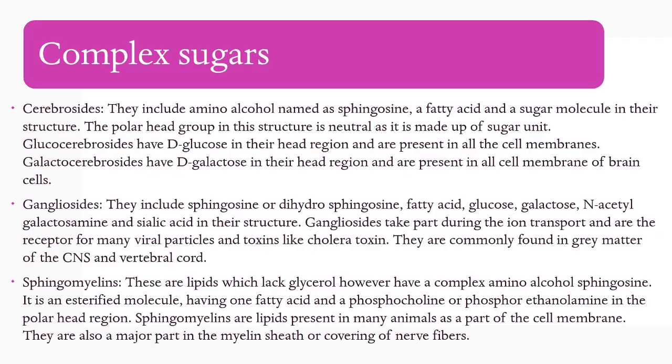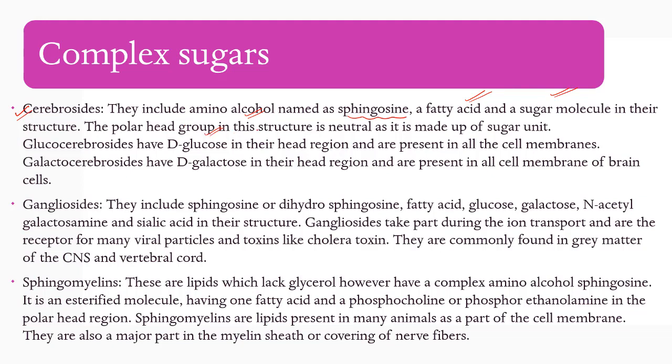The complex sugars mainly include these three examples: cerebrosides. Cerebrosides include an amino alcohol named sphingosine. So it basically includes an amino alcohol known as sphingosine, a fatty acid, and a sugar molecule in their structure.